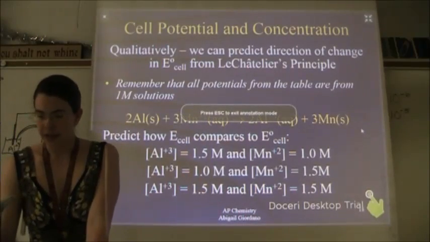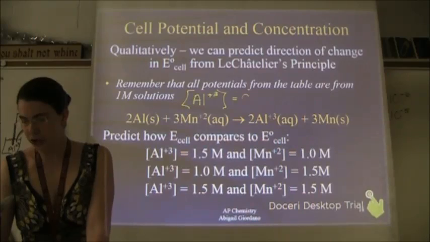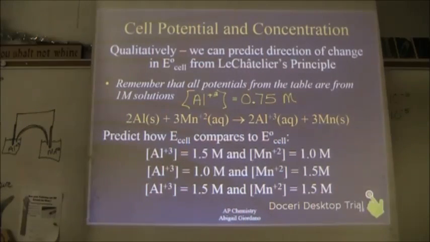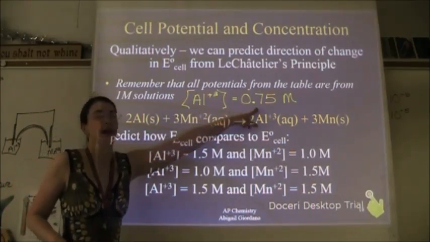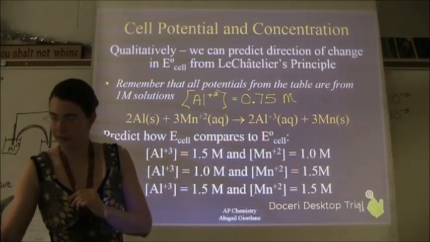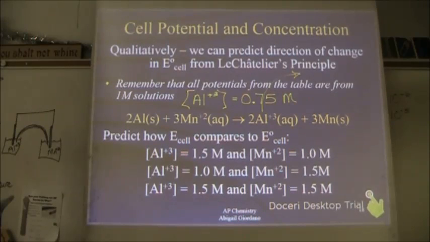What if I did this? What if I changed the molarity of the aluminum ion to that? What have I done? Have I added more, taken some away? What is the molarity of these ions usually? 1 molar. Well, now it's less. Where is aluminum ion? There it is. It's as if I took some away. What do you think is going to happen here? It's going to shift. What's that going to do to the cell potential? It's going to increase it. Okay.